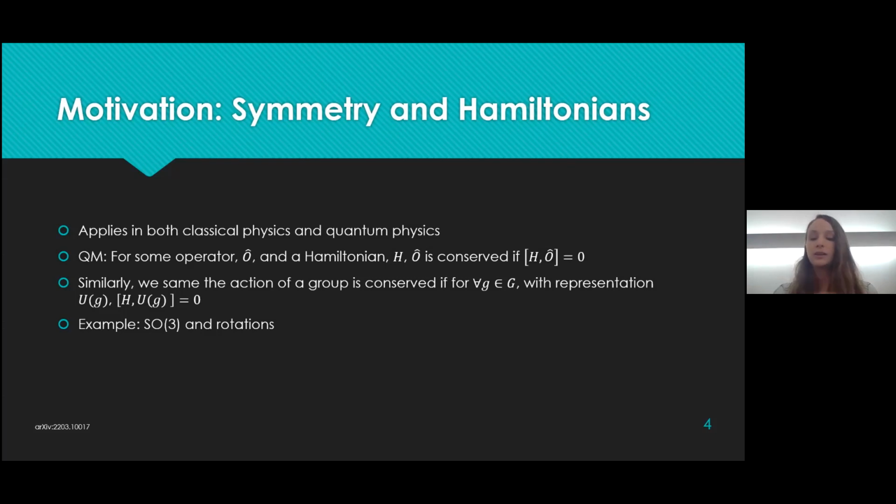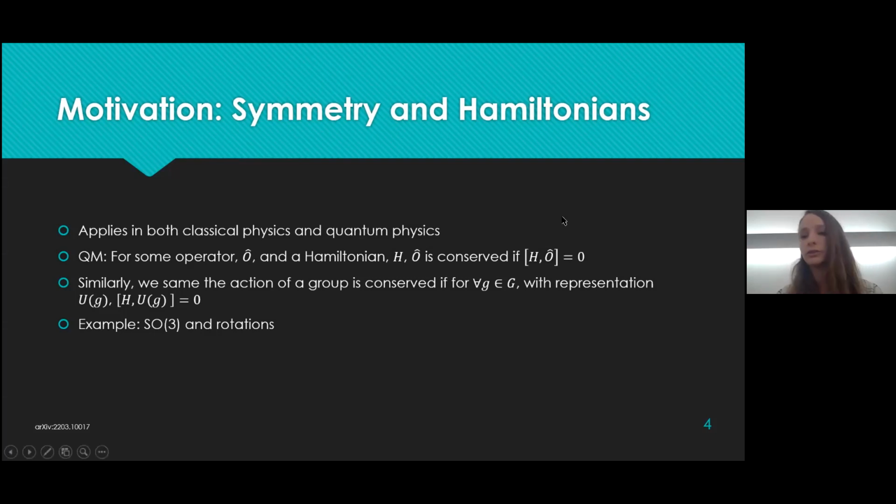So the next step to that is often considering not just one operator, but a group of operators. And that is what we see in the next one, where you consider, all right, now I have some group and I want to see if my Hamiltonian is symmetric under the action of the group. Well, it looks like the exact same thing, except instead of just one operator, we require that every representation of our group elements commutes with the Hamiltonian.